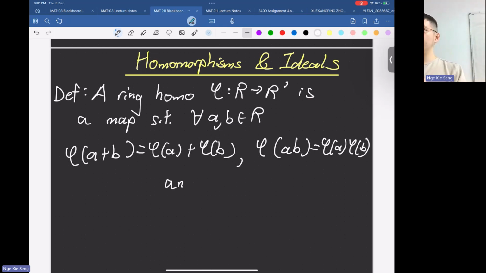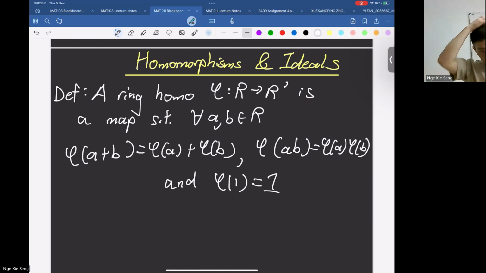And there's one more thing we need to specify here. We send the multiplicative identity to multiplicative identity. We don't need to specify phi 0 to 0. Do you know why? Because the group homomorphism here will imply that. But unfortunately, preserving ring structure here won't imply phi 1 to 1. So that's why we need to add this extra condition. Okay, so we need to say this explicitly.